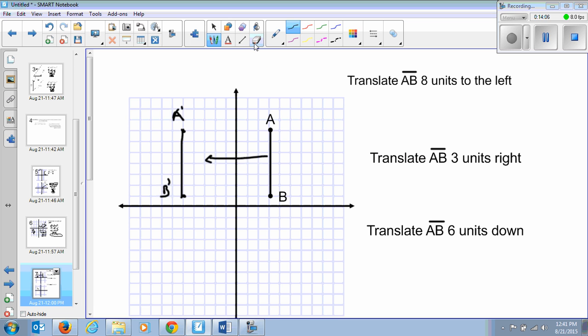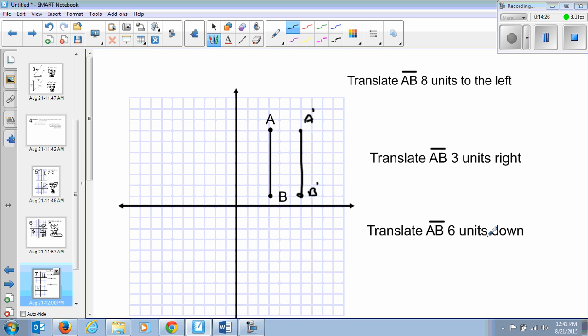Now let's think about if we had translated AB 3 units to the right. We would go 1, 2, 3. There's our new A. And then we would go 1, 2, 3. There's our new B. That's the translation there of AB 3 units to the right.